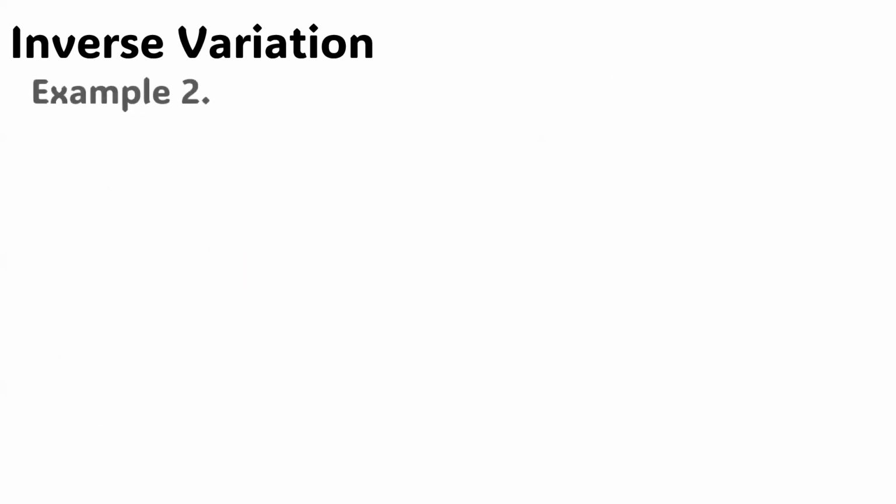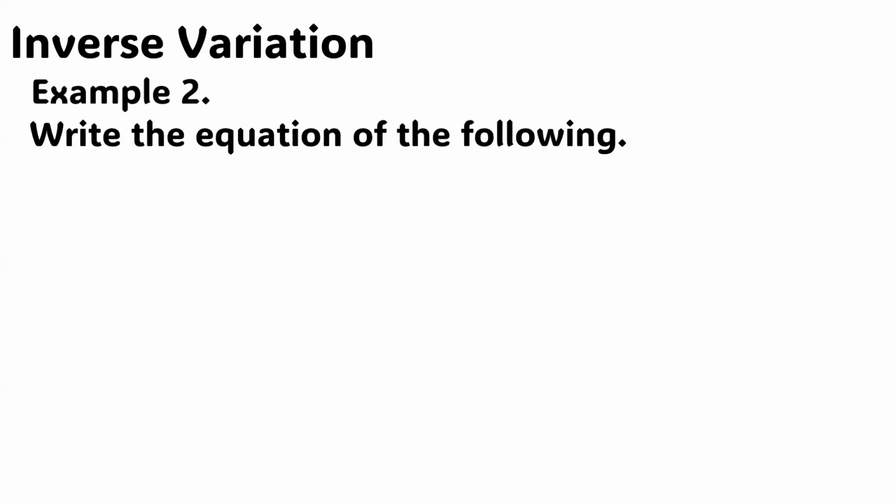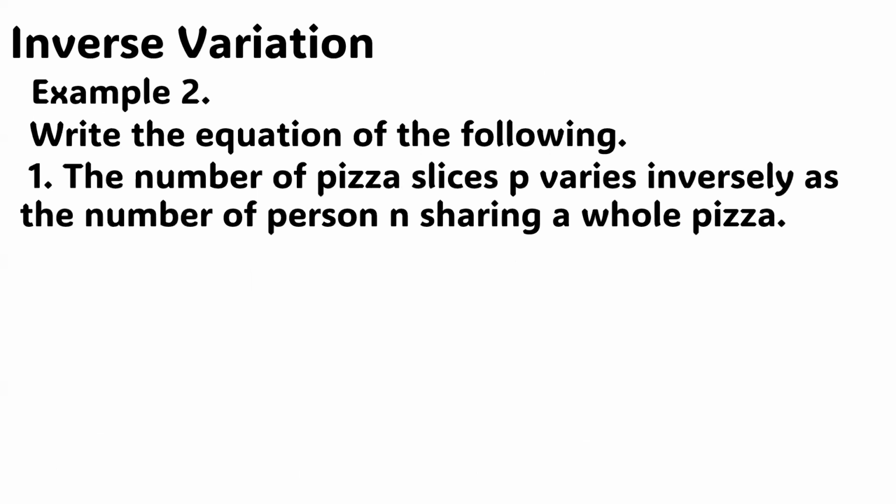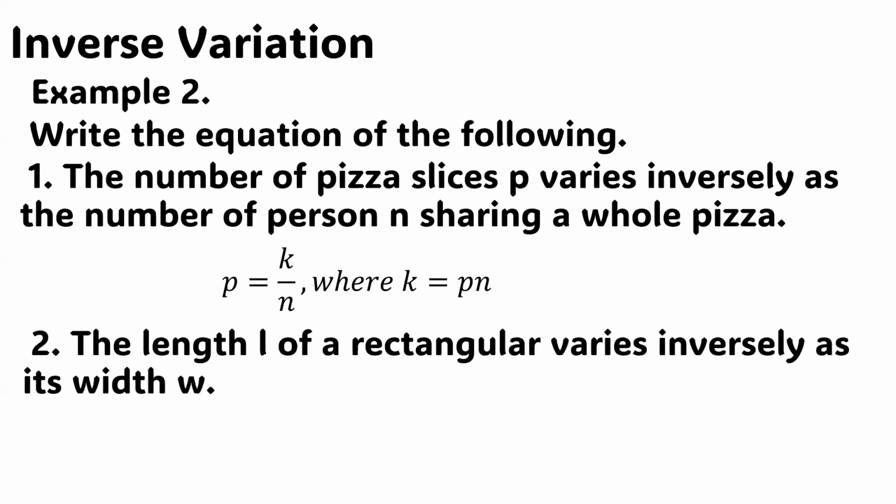Okay, another example. Example number 2. Write the equation of the following. The number of pizza slices P varies inversely as the number of persons sharing the whole pizza. Take note guys na we have to analyze the given problem. So dito pag nakita natin P varies inversely, automatic na yung P natin dyan, yun yung ating other side of the equation. So yung ating varies dyan, yung ating constant, inversely with the total number of persons sharing. So that is N, where K is equal to P times N.